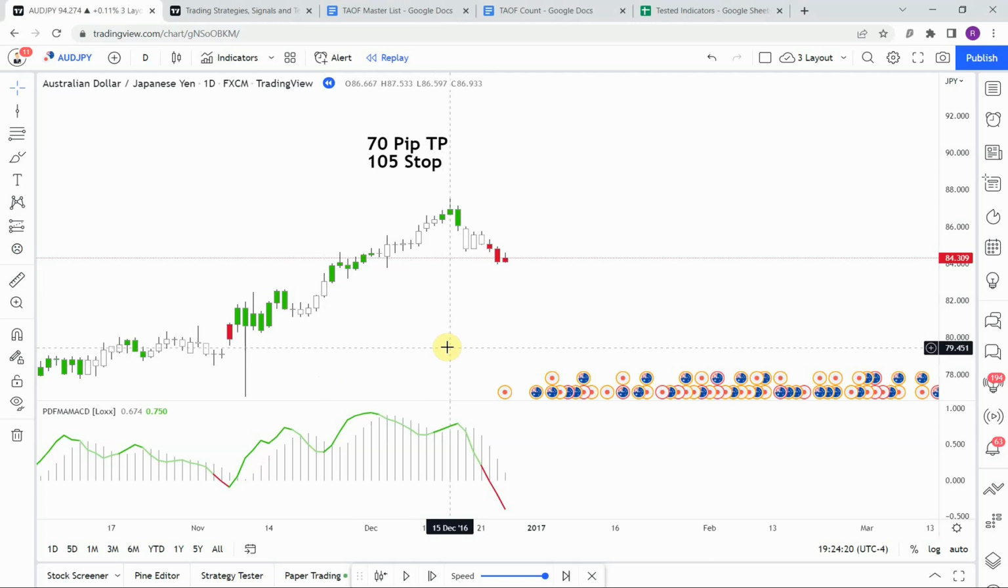Today, we will be testing the probability density function based MACD.